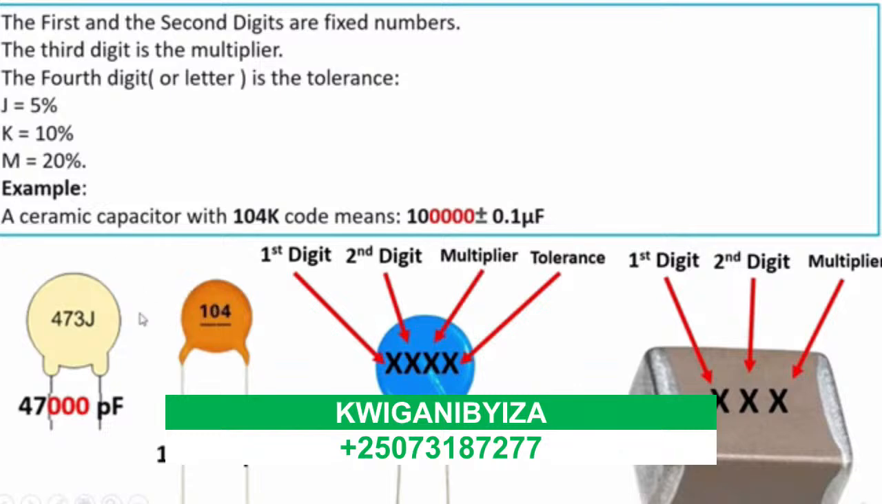Here we have some examples. We have 1, 0 and 4, which means 100 picofarad. Here we have 473J, which means 47,000 picofarad, and J, the tolerance, is 5%. Ceramic capacitors are always measured in picofarad, but for electrolytic capacitors and tantalum capacitors, the unit is microfarad.